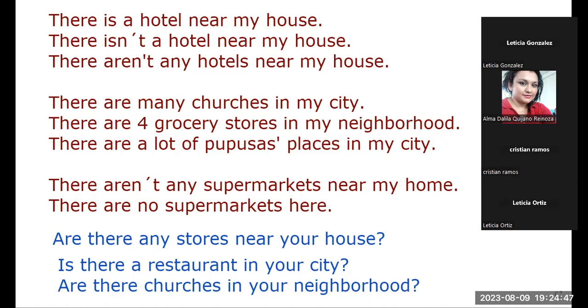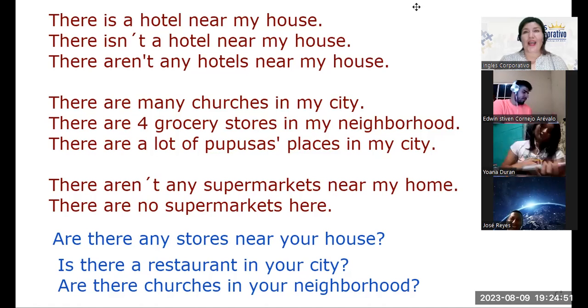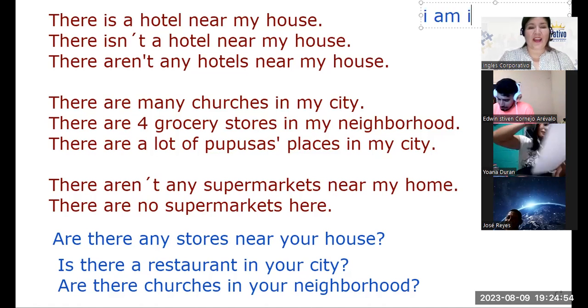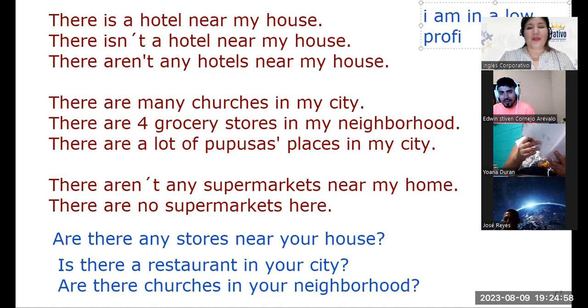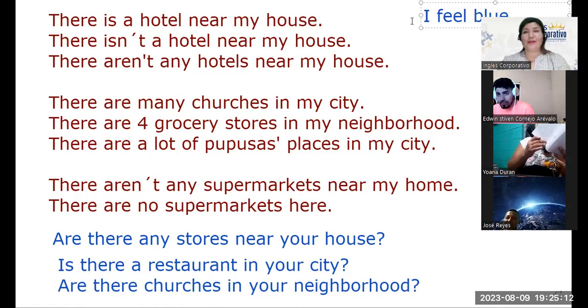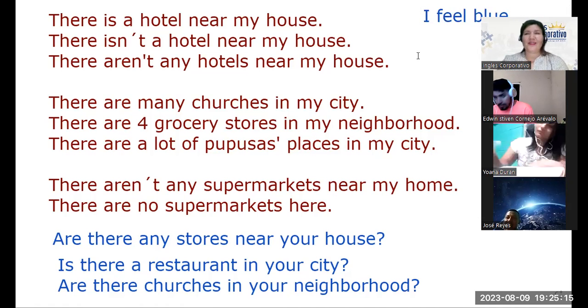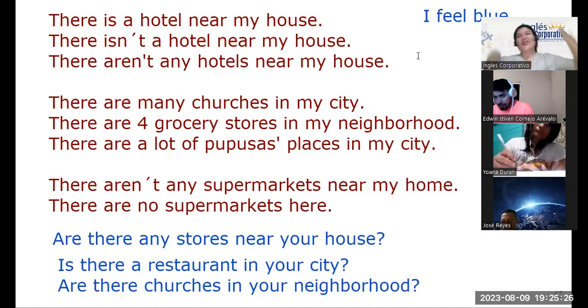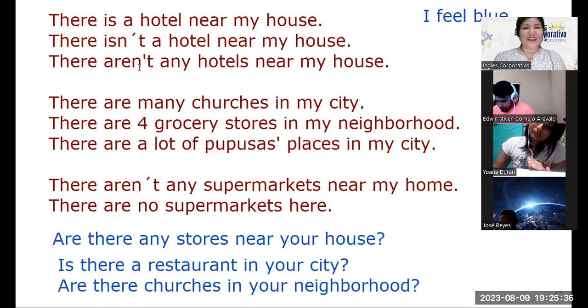¿Sabes? En inglés cuando alguien le dice, no, no, I am in a low profile today. I am in a low profile. Ando de perfil bajo. Así como pasando desapercibido. Or when you are sad, you say, I feel blue, teacher. It's like, ¿te sentís azul como un pingüino, un pitufo? No, no, no, me siento deprimido. I feel blue. Eso significa. That's the meaning. Eso es un idiom de inglés. So, these are the meanings.